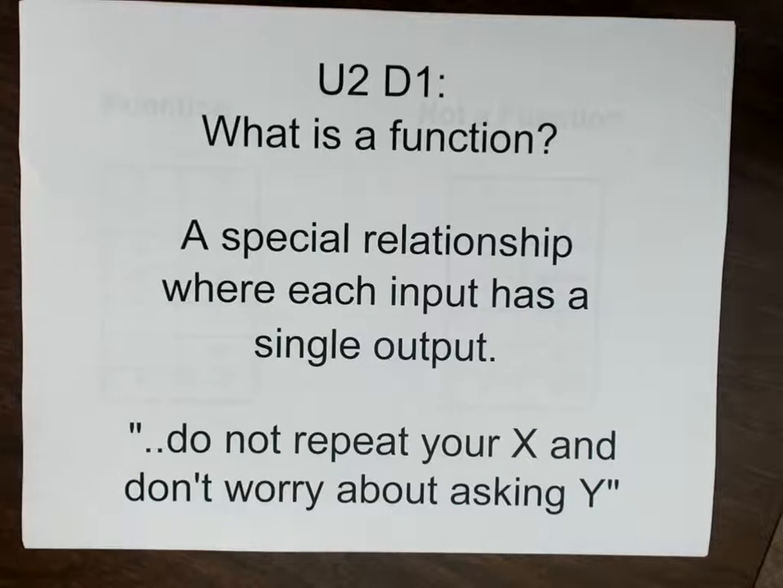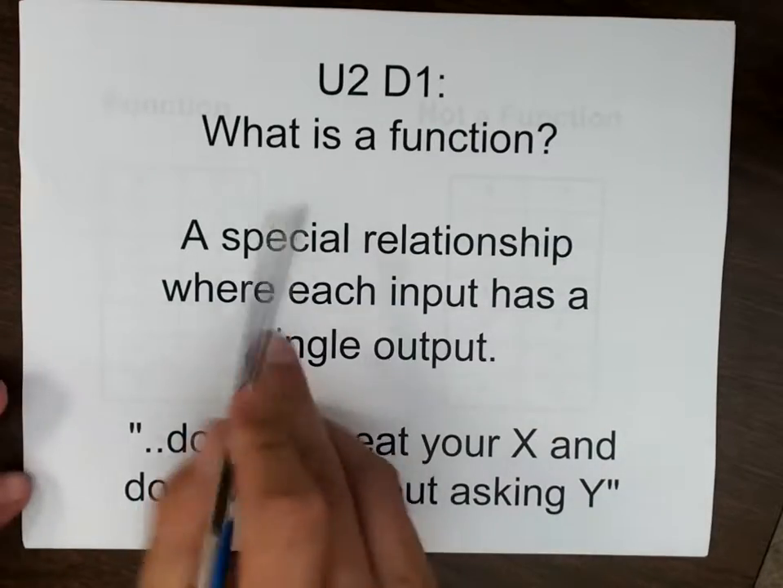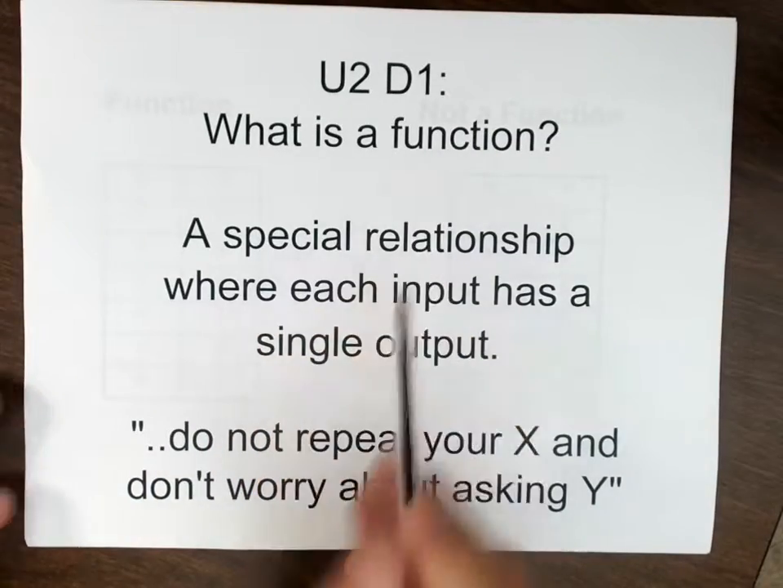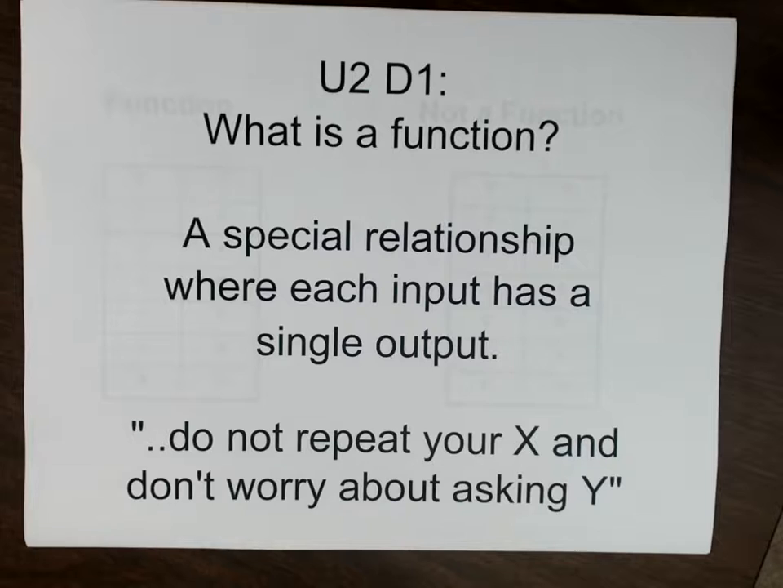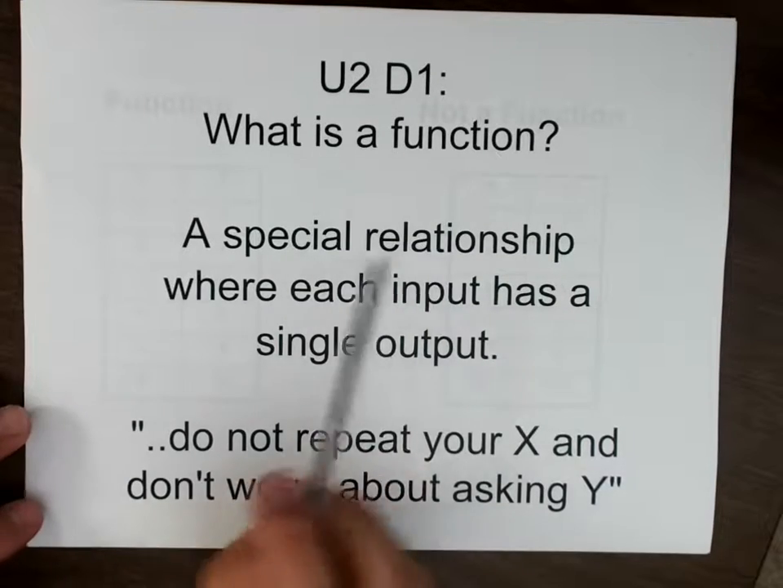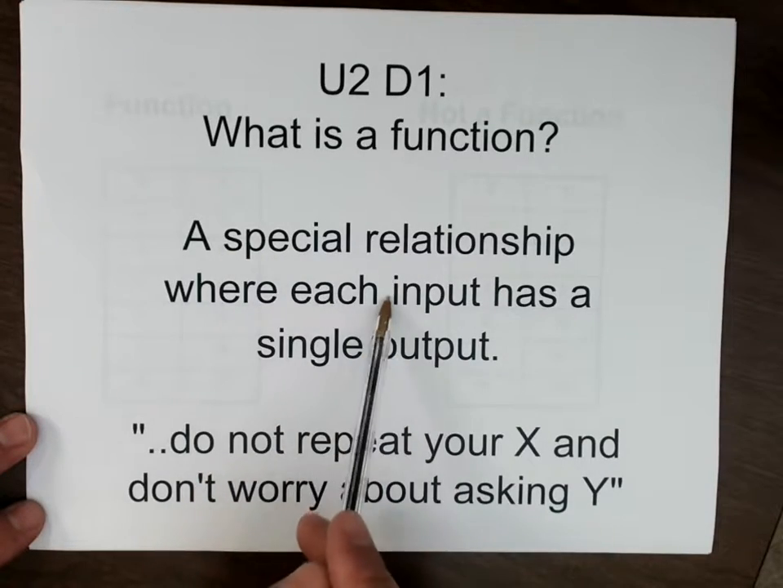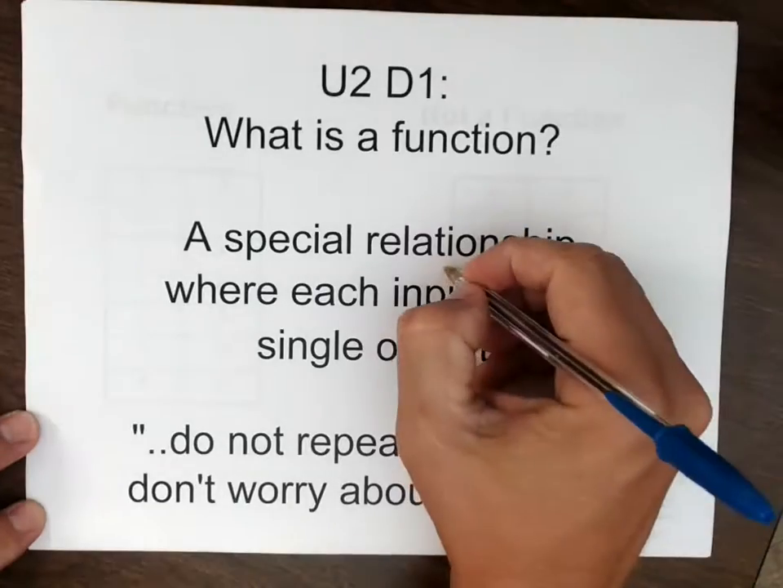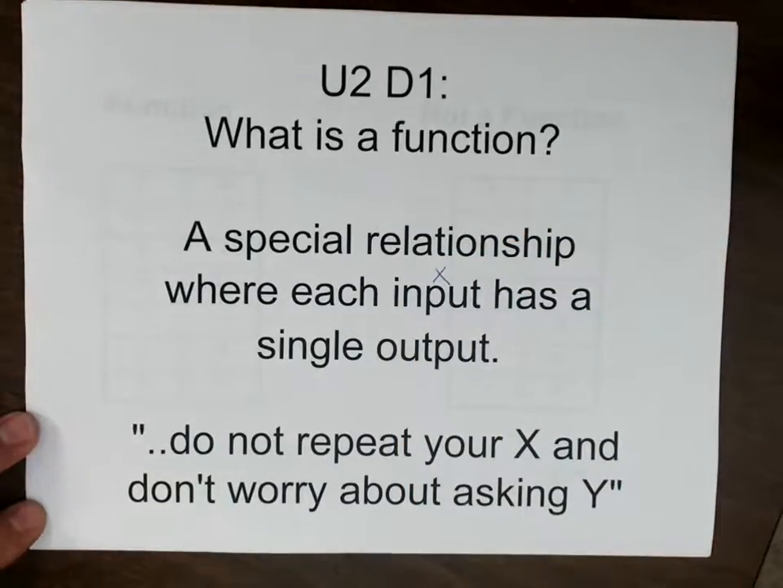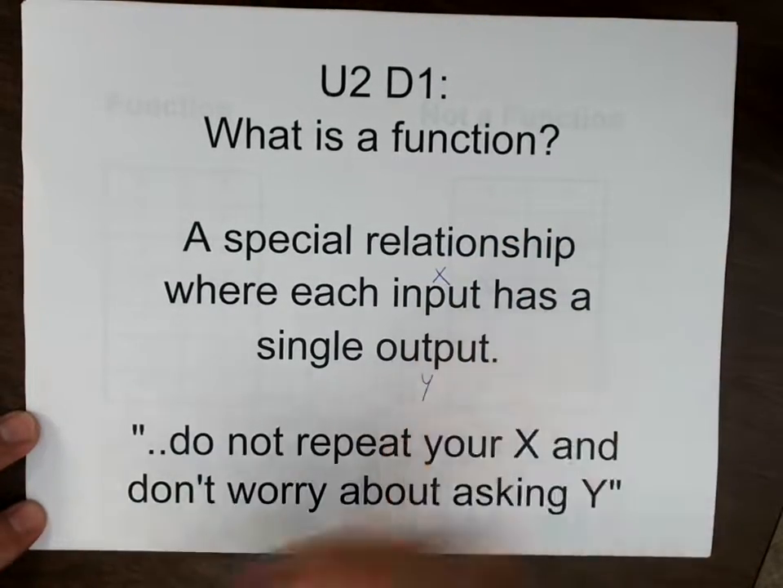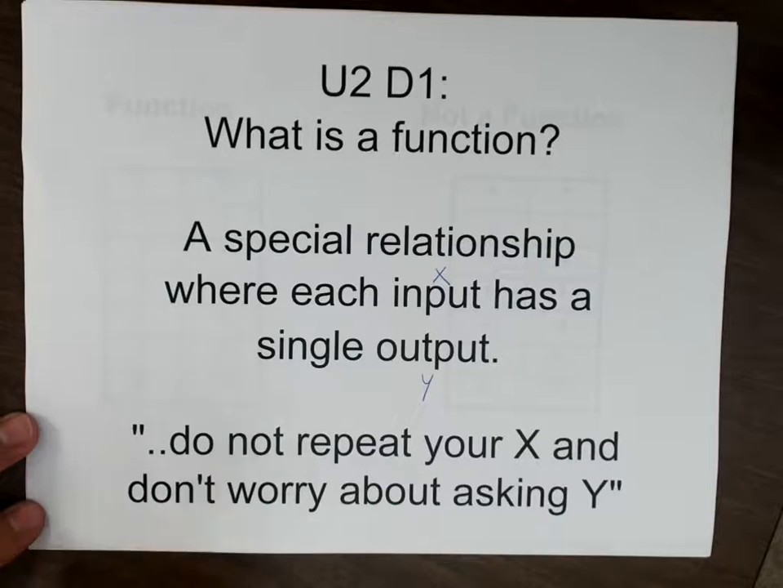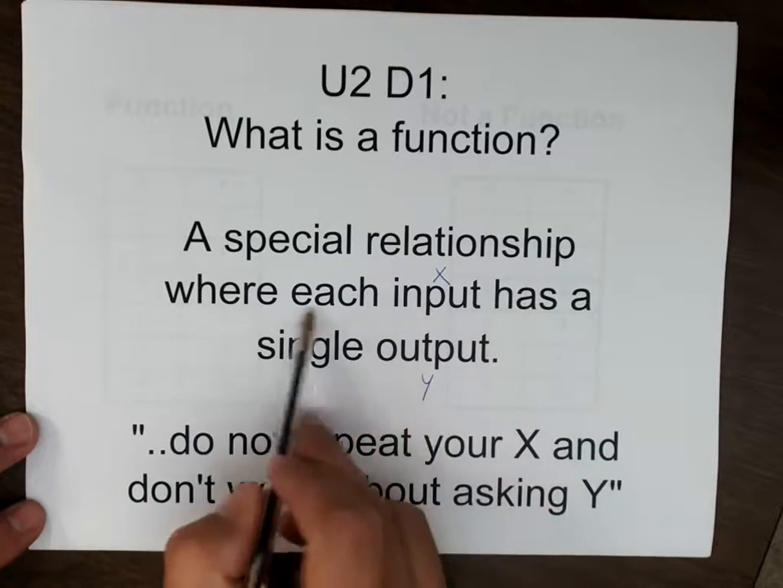All right, first unit of Unit 2, Day 1. We're going to start off with what is a function. You might be able to graph a lot of equations, but not everything is going to be a function. The definition of a function in math: a special relationship where each input, input's my x, has a single output, y. A special relationship where each input has a single output.